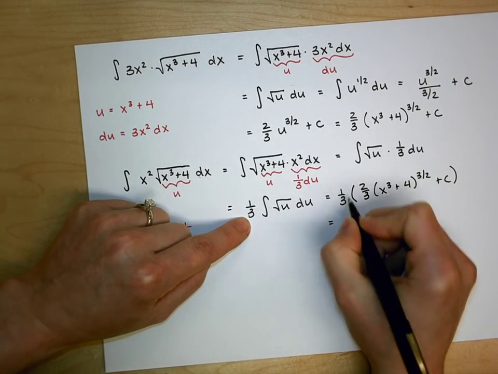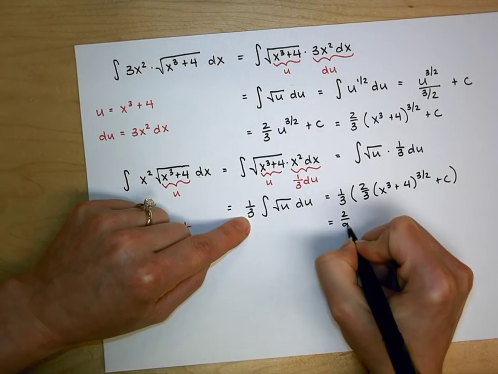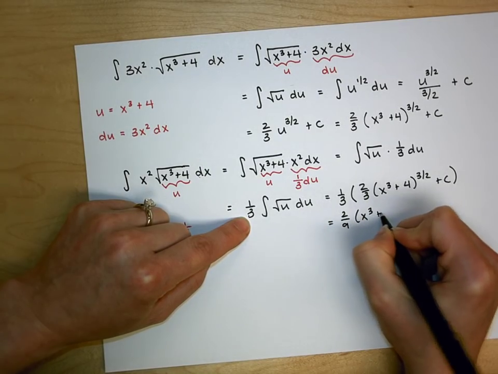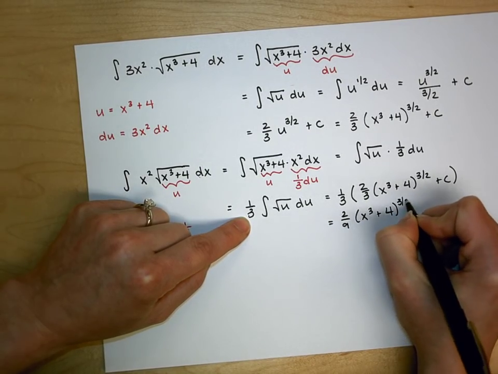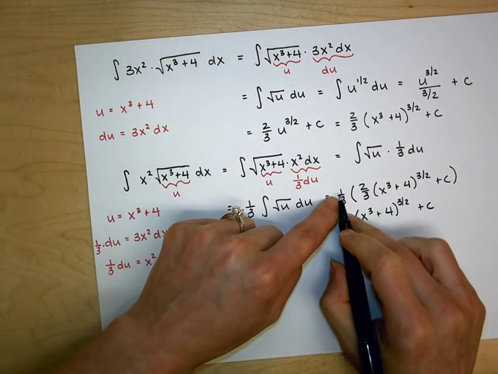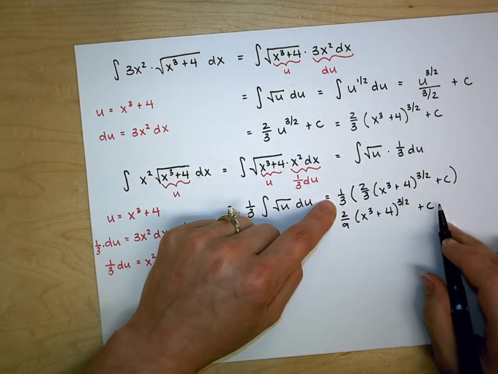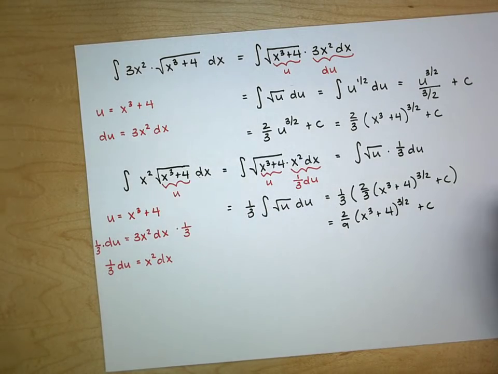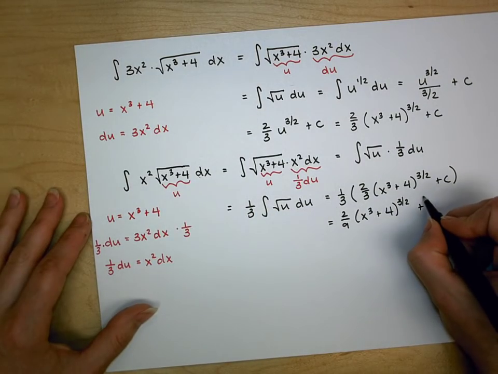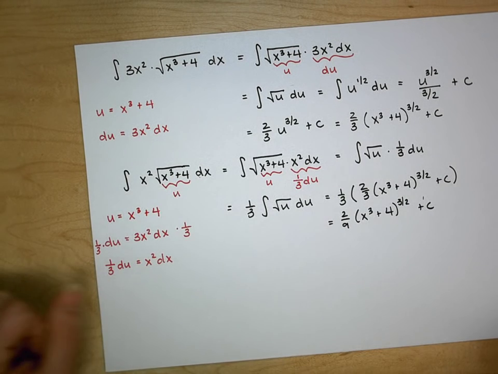And so I get 2/9. Now notice you would have to distribute this 1/3, but 1/3 c and c, either way it's still a constant. So either way you'd like it, you can put a 1/3 here, or you can just leave it as it is, that's fine.